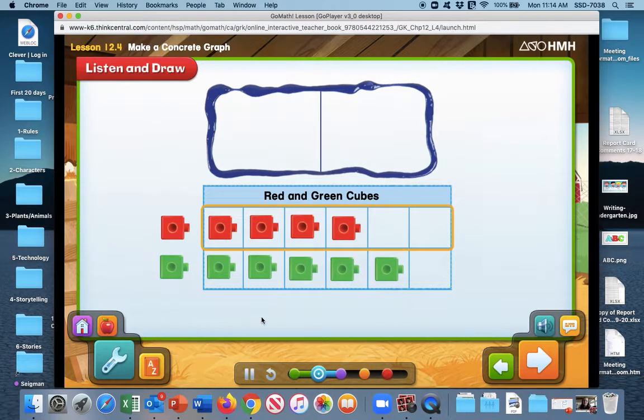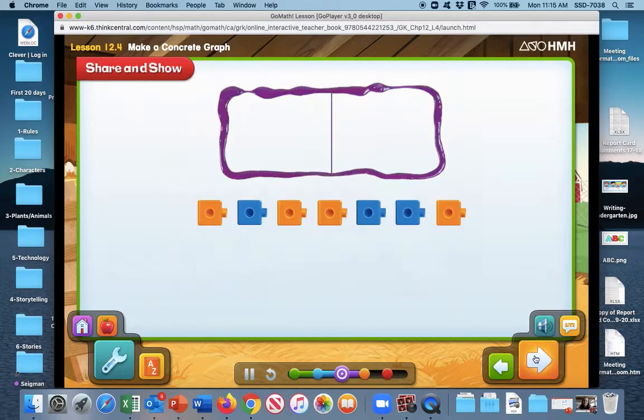There we go. There's a row of red cubes. It has 1, 2, 3, 4 cubes. There's a row of green cubes. It has 1, 2, 3, 4, 5 cubes. The graph shows you how many of each cube you have. How will you sort and classify these cubes? By color.